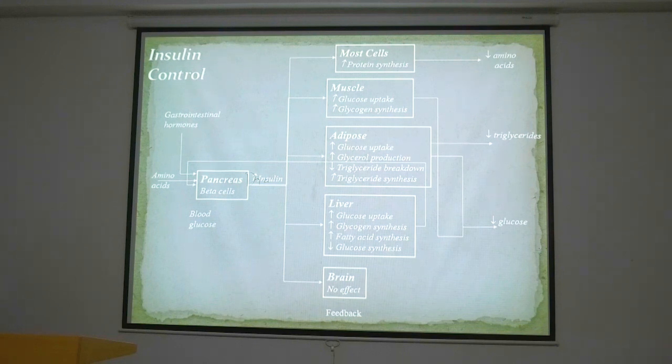Gastrointestinal hormones and amino acids act on the pancreas, insulin is released, and this insulin causes effects over our body, which are mentioned here: protein synthesis, glucose uptake, glycogen synthesis, lipid metabolism. So in each of the tissues, the net effect of insulin is clearly shown by this figure.